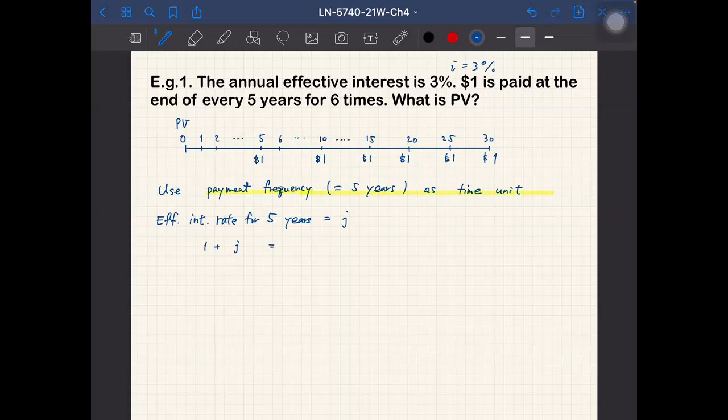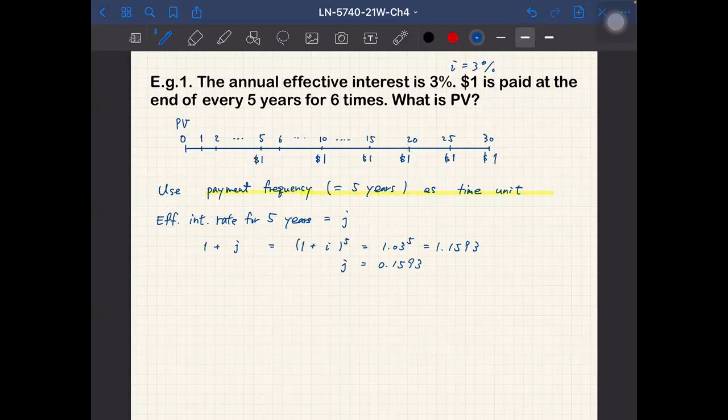What is j? Then 1 plus j, the 5-year effective interest rate, should be equal to 1 plus i to the 5th power because it compounds every year. So this is 1.03 to the 5th, which is equal to 1.1593. So we will earn 15.93% interest over 5 years. So j is 1.1593 minus 1, which is 0.1593 or 15.93%.